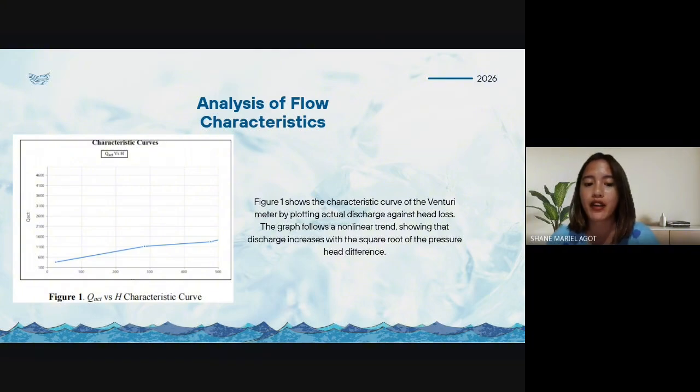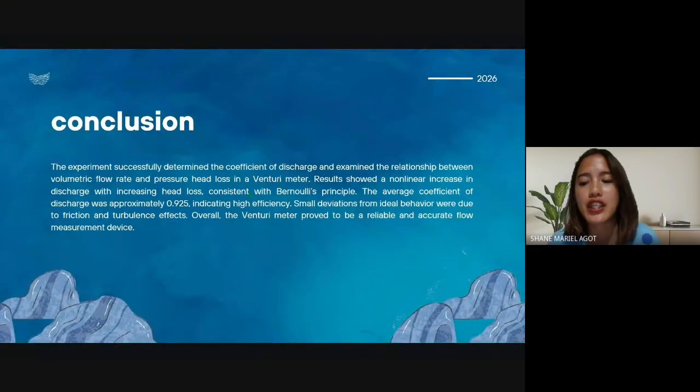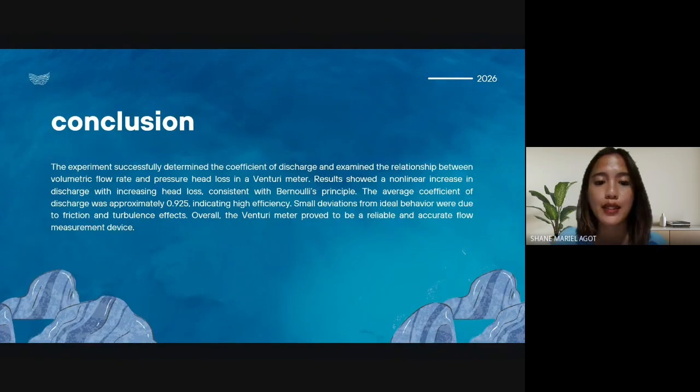So in conclusion, the venturimeter experiment successfully achieved its objectives of determining the coefficient of discharge and analyzing the relationship between volumetric flow rate and pressure head loss in the system. The experimental data showed that as the pressure head loss increased from 25.20 centimeters to 541.80 centimeters, the actual discharge also increased from 355.26 cubic centimeters per second to 1,607.14 cubic centimeters per second.